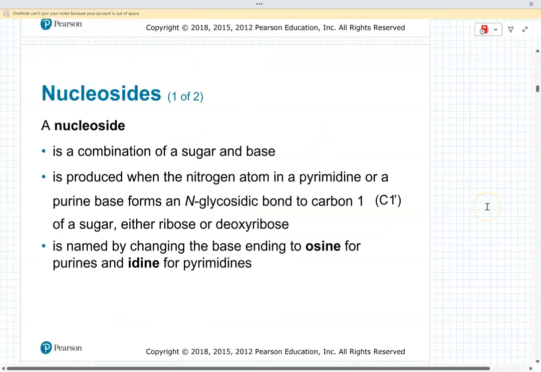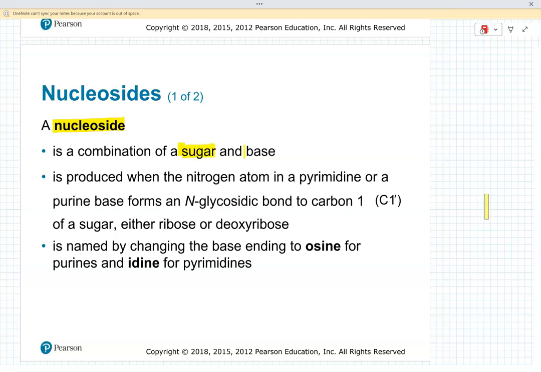So when you combine a sugar and a base, this combination forms a nucleoside. Okay? So in a nucleoside, the nitrogen atom in a base connects to carbon number 1, the 1 prime carbon, via an N-glycosidic bond. Okay?